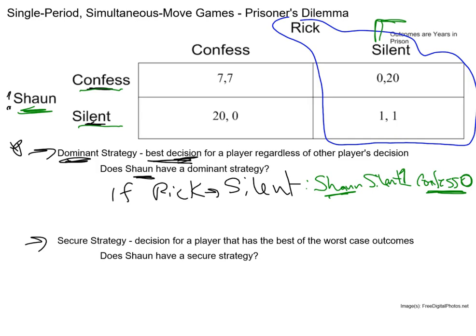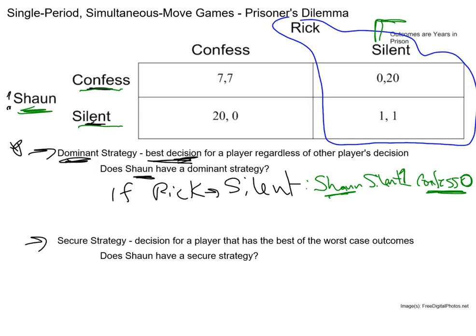Think back a second about Adam Smith, right? Adam Smith said that individuals should pursue their own rational self-interest. Rational, look at your benefits, look at your costs. Self-interest, meaning look for yourself. What are your benefits and your costs, right? If Rick remains silent, Sean's best decision is to confess and get 0 years in prison.